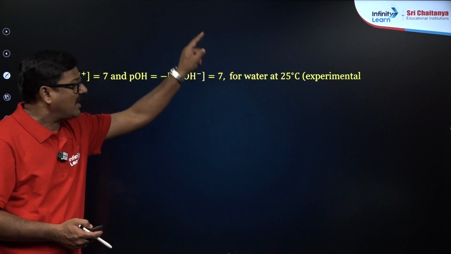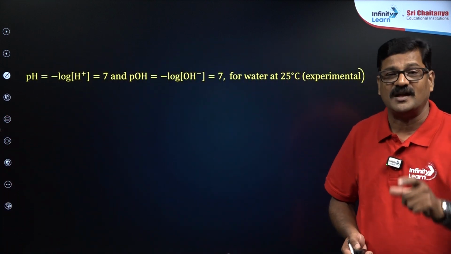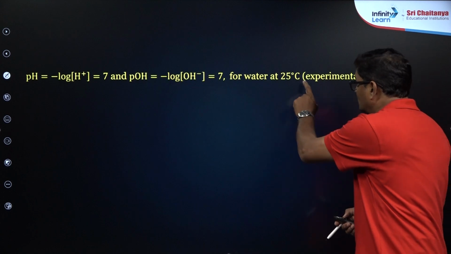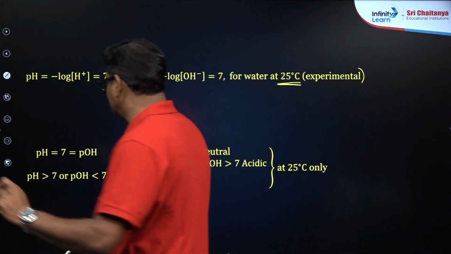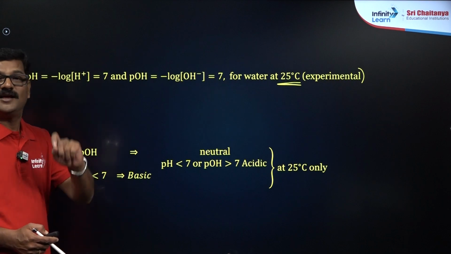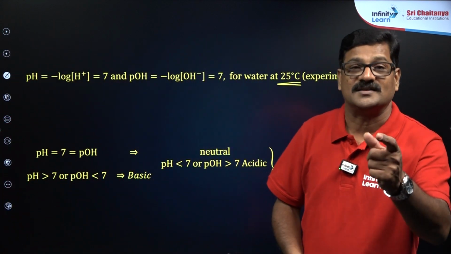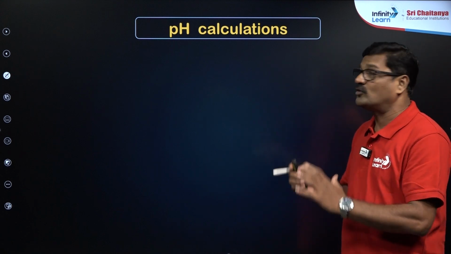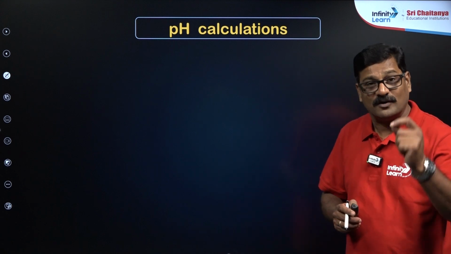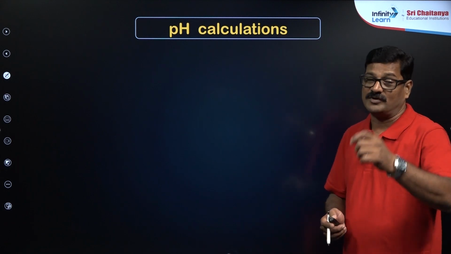For water at 25 degrees centigrade, it is measured experimentally and it is true, and it is true only at 25 degrees centigrade. If pH is greater than 7, it is basic. If pH is less than 7, it is going to be acidic. And I am going to tell you about the pH calculation strategy, and if you follow this, you can expect a very good score in your NEET examination.